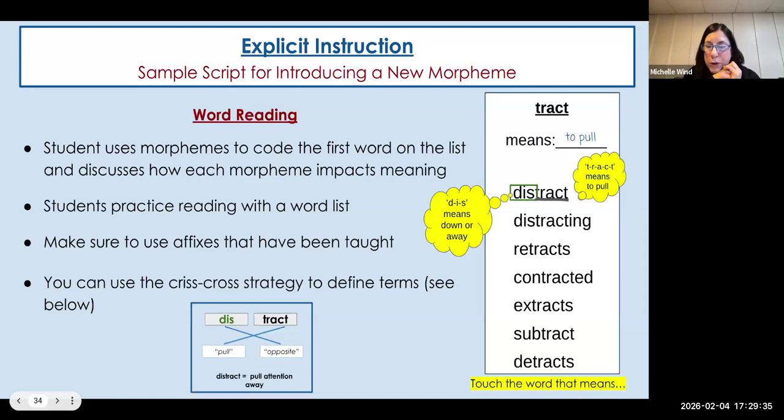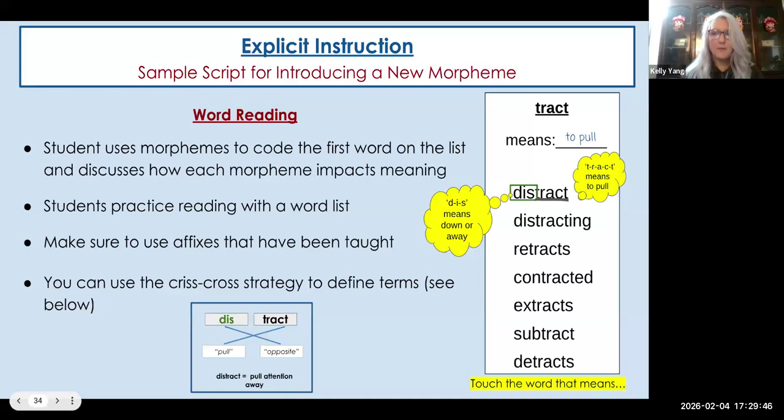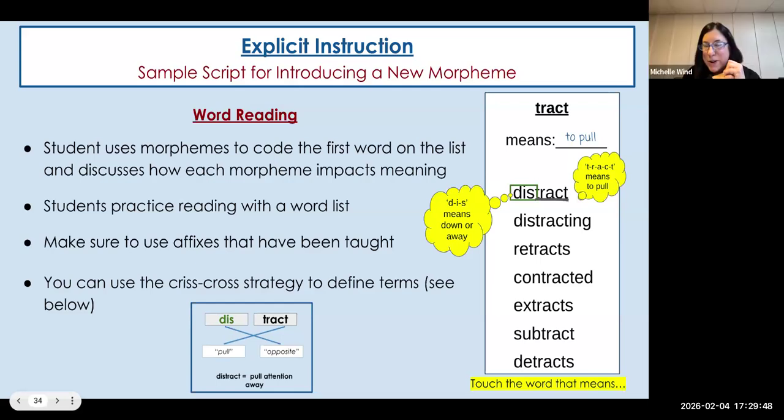So after you read the word list, Kelly, can you touch the word on here that means to pull back? To pull back. Yep. Retract. What's the word? Retract. Good. So that would be something that you can just have them touch one or two words, and then they can really incorporate the meaning as they're reading the word list. You can incorporate meaning into every aspect of this type of lesson.